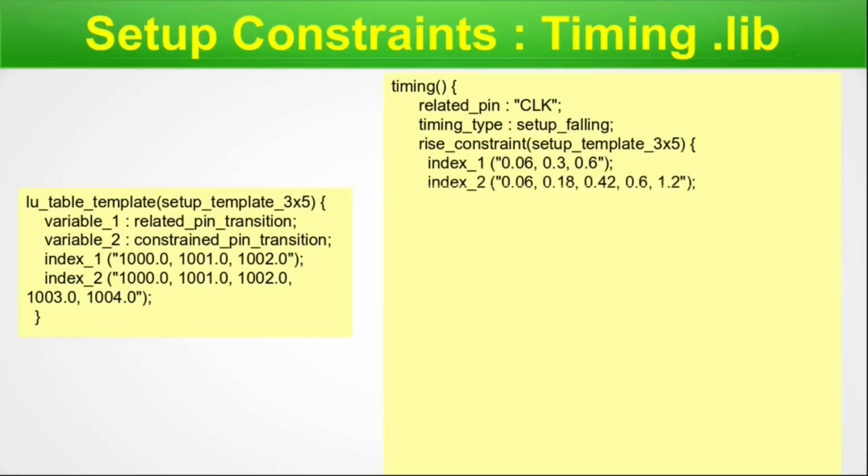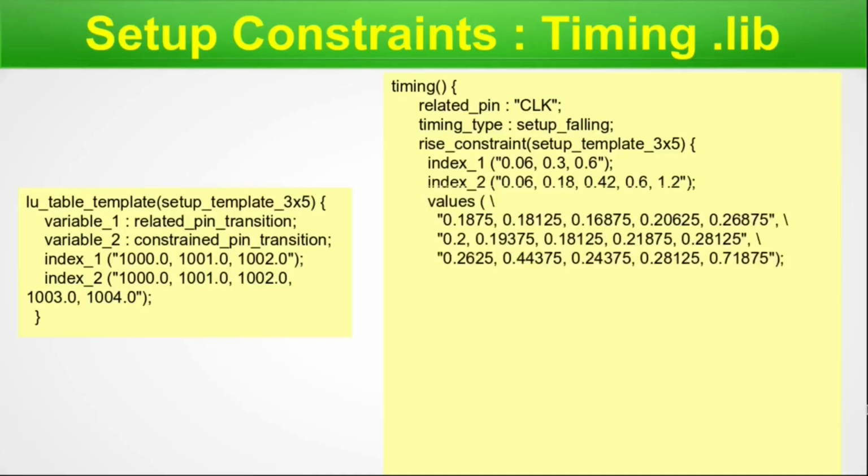Next is index 2. It has 5 values: 0.06, 0.18, 0.42, 0.6 and 1.2. So these three correspond to the three index values here and the 5 index values are here. So let us have the table now. Values like that come: the first row, second row, third row, and we close it. Now you can see, let me bring my mouse pointer. 1, 2, 3. These values will be in rows 1, 2, 3, and the 5 values 1, 2, 3, 4, 5 will be column indexes.